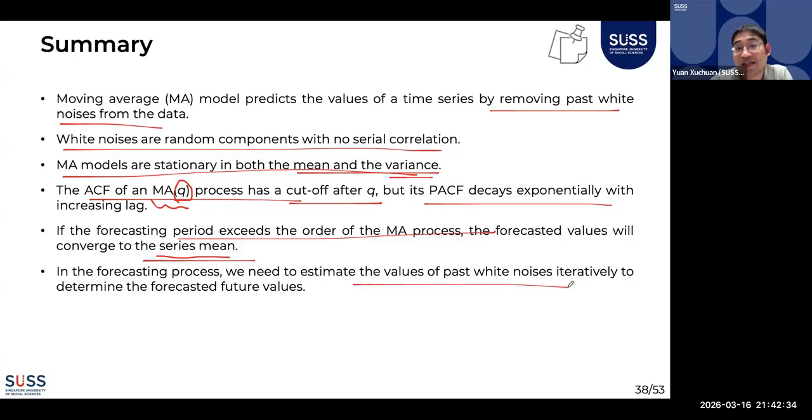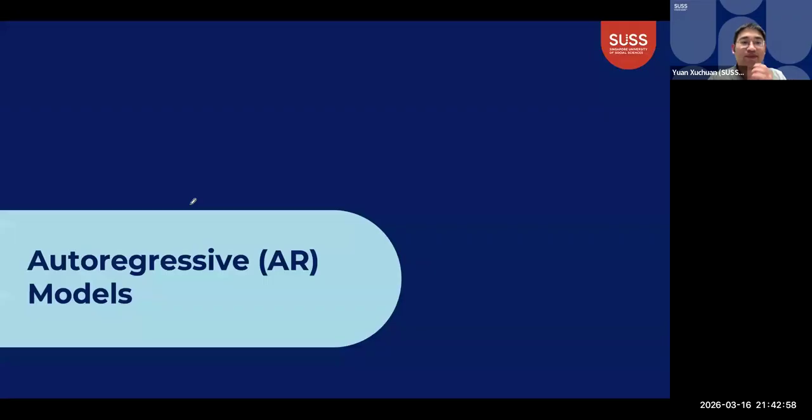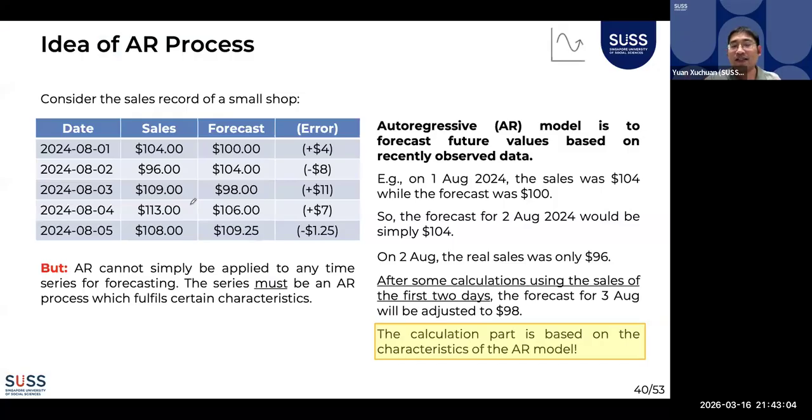So we need to estimate the past white noise to determine the forecasted future values. This is why we can only forecast the period of the same order of the MA(q) model. After Q periods, all the forecasts will be the series mean. All right, so that is the MA model. Remember, when you look at the ACF and PACF, if there is a cutoff in terms of ACF, while there is no cutoff in terms of PACF, you will consider an MA model.